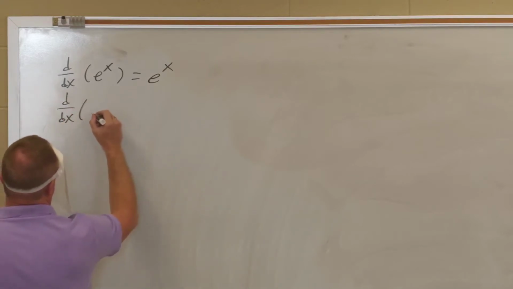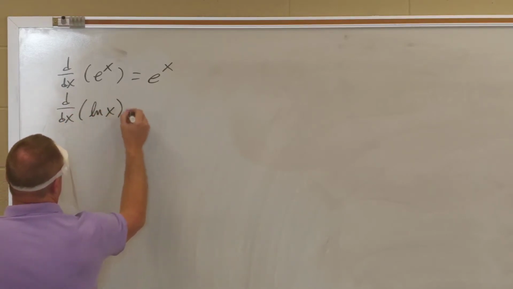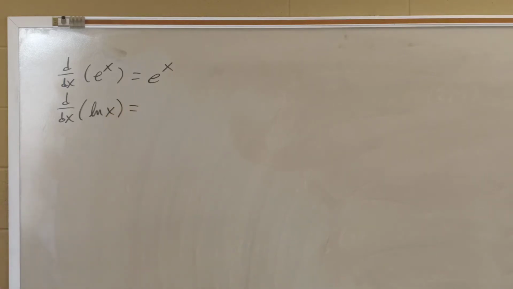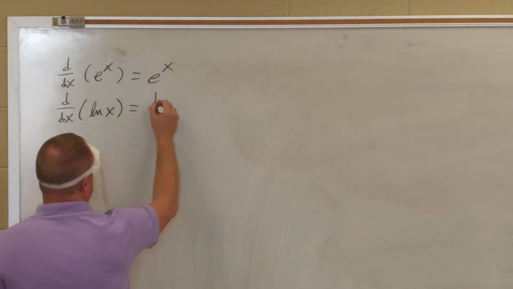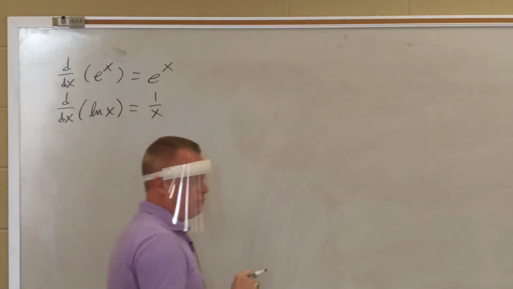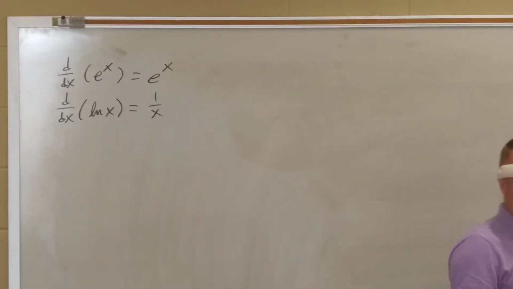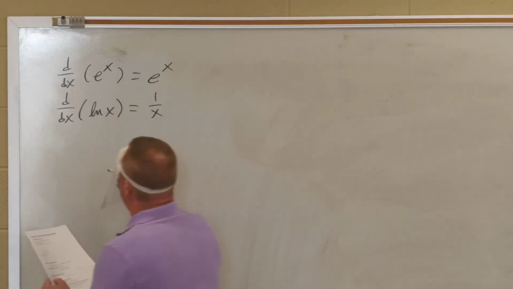The derivative with respect to x of the natural log of x, which is the base of that is e, is 1 over x. Those two you need to always remember because they come up a lot in other places and throughout calculus.